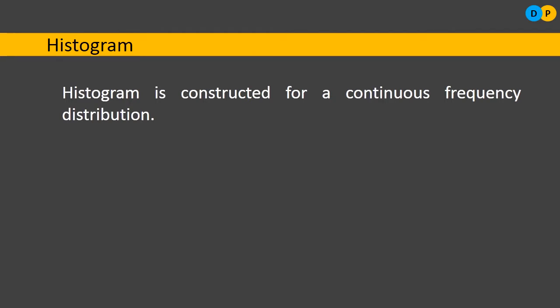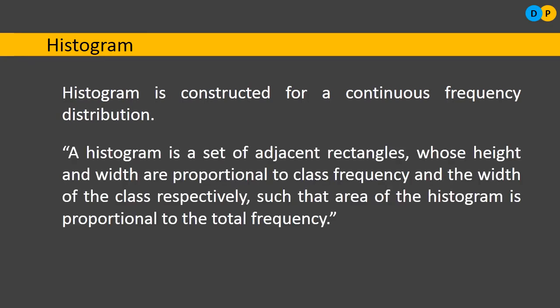What is the official definition of histogram? A histogram is a set of adjacent rectangles, nothing but rectangles placed next to each other without leaving any gap or space. What about the height and width of each rectangle? Their height and width are proportional to the class frequency and the width of the class respectively.